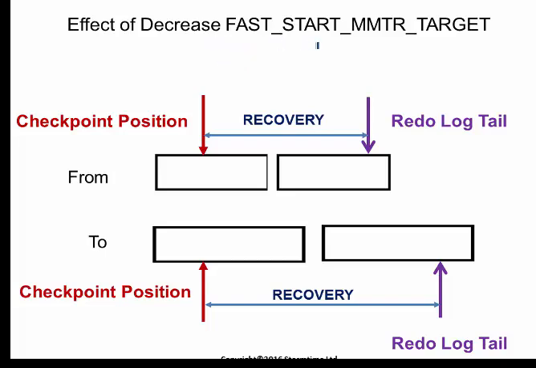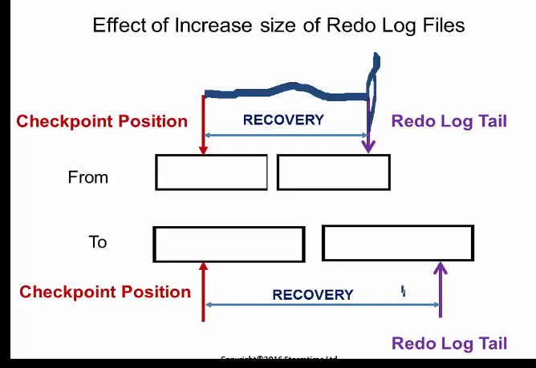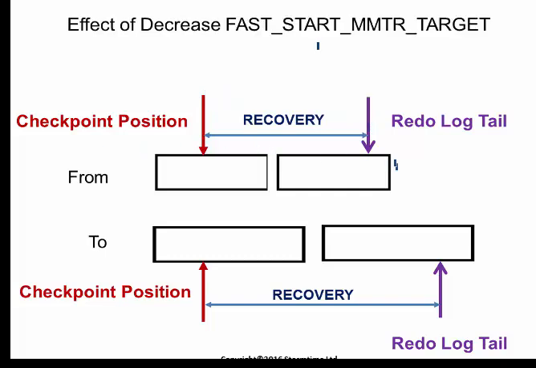If you look at this, the effect of decreasing the MTTR target. Your checkpoint position was there, now there, so that's the recovery time. If we decrease the MTTR target, you see the recovery is increased, because it's allowing the checkpoint position to lag behind to give us better performance, but recovery will be longer. Now if I go back to the previous slide, the effect of increasing redo log files is the same as decreasing fast start MTTR target. So if you want more checkpointing, we just change fast start MTTR target.